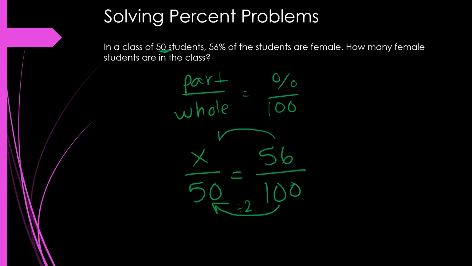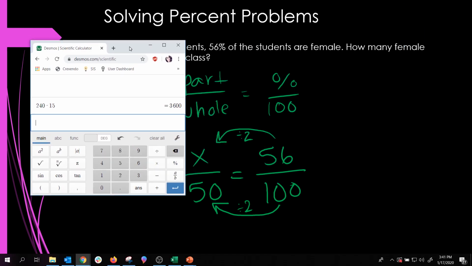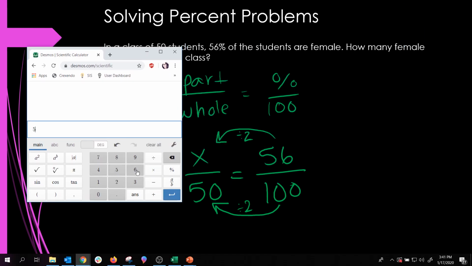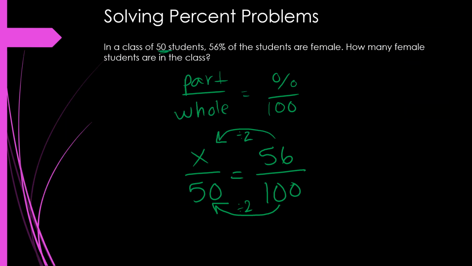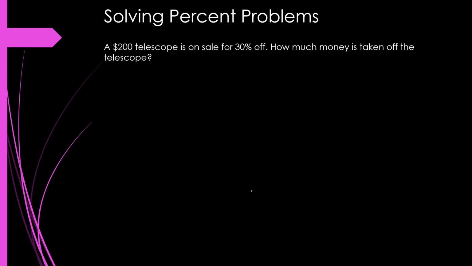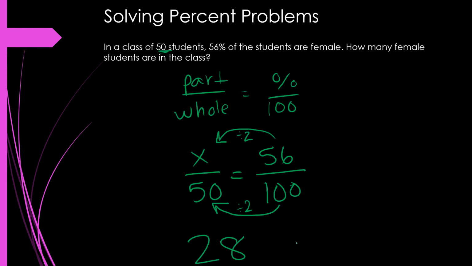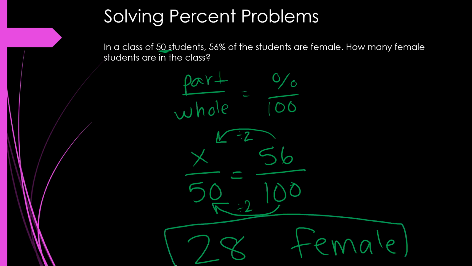So I'm going to do the same thing up top. 56, I'm going to divide it by 2. When I do 56 divided by 2, if you don't know, remember you can always use a calculator to double check. 56 divided by 2 gives me 28, which means that 28 students are female. 28 students are female.